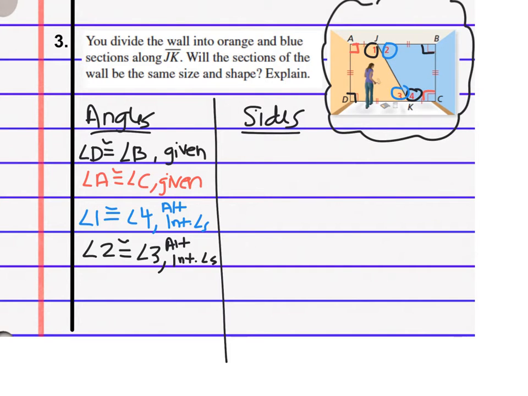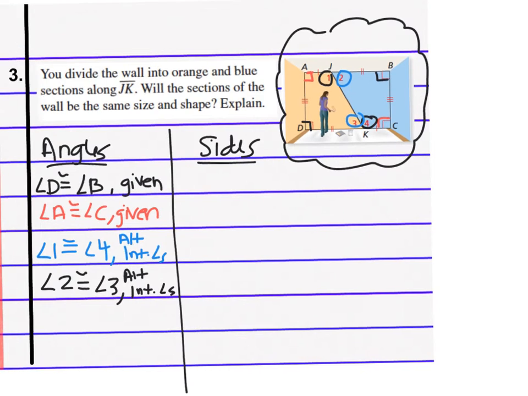Okay, for the sides, I may need to move this over a little bit and erase this a little bit. Hopefully I can erase my picture. Okay, good. All right, so let's start with DA. DA has 3 tick marks, so that is congruent to BC, which also has 3 tick marks. That was given to us in the diagram with the tick marks.